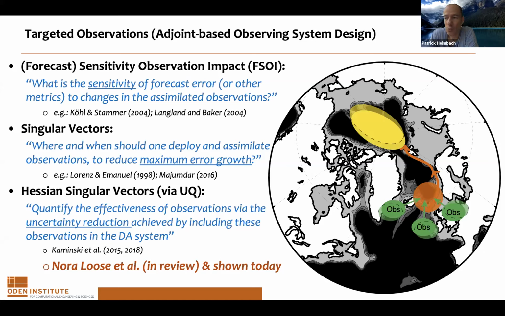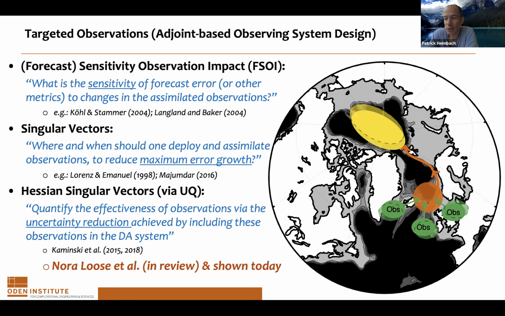Next, there is one where we are assessing the maximum transient growth of our target quantity of interest. That could again be forecast error, or it could be the AMOC strength growth over a finite time interval. And those are usually targeted via singular vectors.